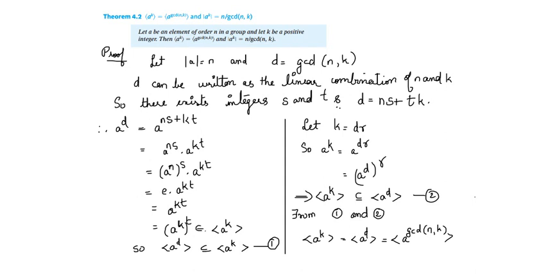Now you take an element a which has a finite order n, and d is the GCD of n and k. That is, it is the GCD of the order of a and a positive integer k. Now we know that by division algorithm and Euclidean algorithm, the GCD can be expressed as a linear combination of n and k. You might have studied that.